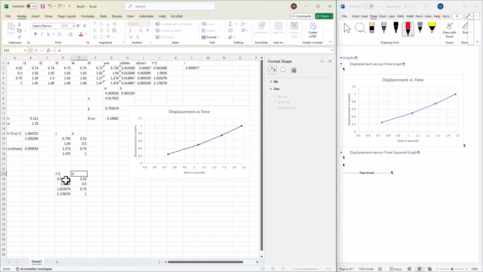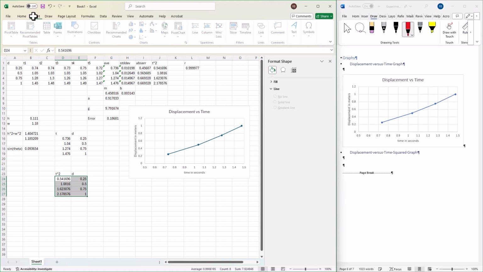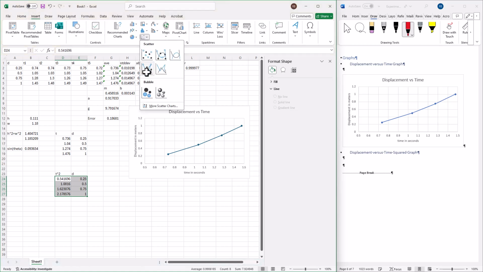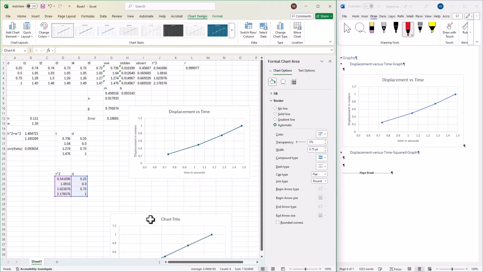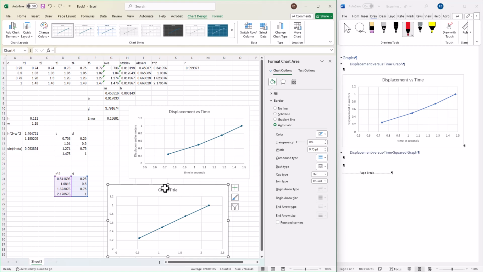There we go. So I can highlight these. And I'm going to do the exact same thing I did before. Insert, charts, scatter plot with the dots. There it is. And as you can see, that bad boy is linear. That's what we're hoping for. Okay, so now for this one, a title I'm probably going to use is displacement squared. Okay, that's pretty much what it is.